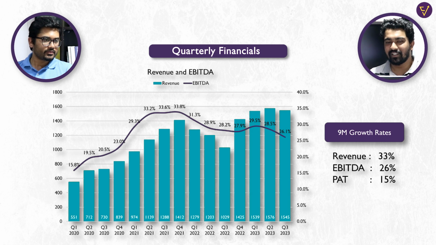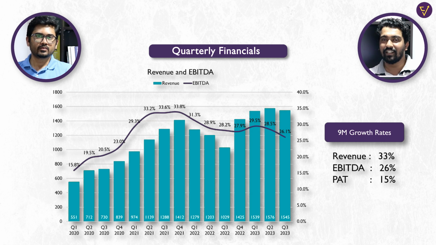But there has been a small contraction in their EBITDA margin. If you look year on year for Q3, there has been a 2.1% contraction in their EBITDA margin, which can be seen here. In the 9 months, the revenue has grown much faster than their EBITDA and PAT. The management has said that ARV, API and FDF were the major reasons for the reduction in these margins.